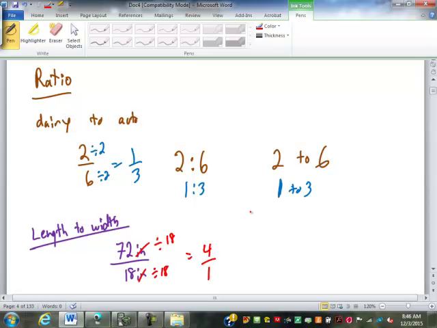Now, here's one of the first differences between a ratio and a fraction. If this really were a fraction of 72 over 18, I would not reduce that as 4 over 1. I'd just reduce it to 4. With a ratio, we have to leave it as a fraction because it's always a comparison of 2 numbers, never just a single one.